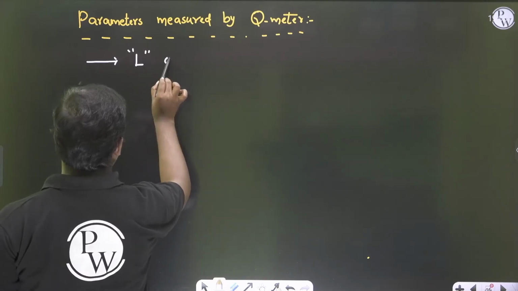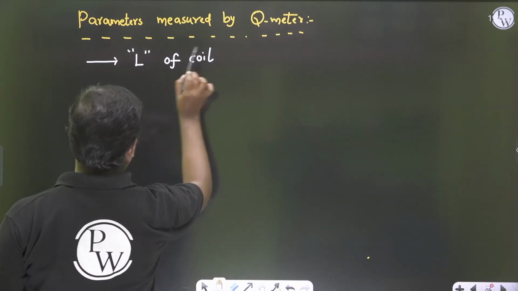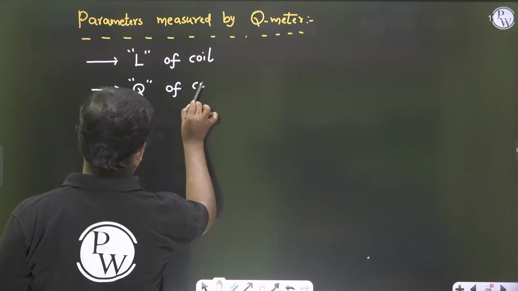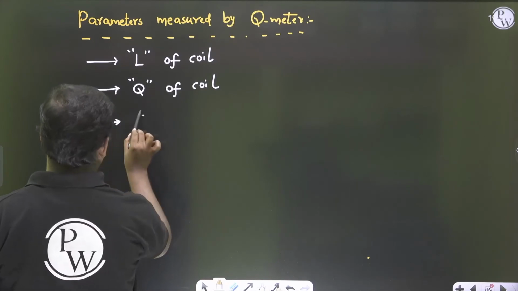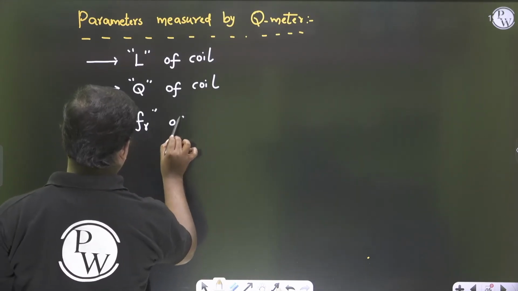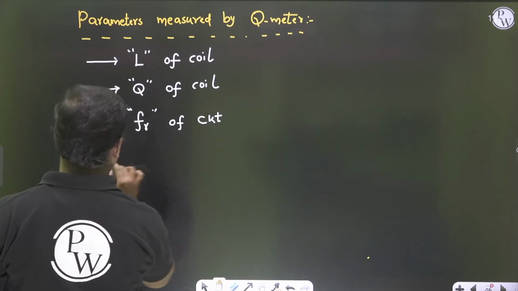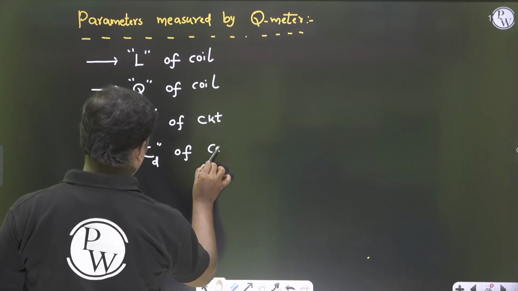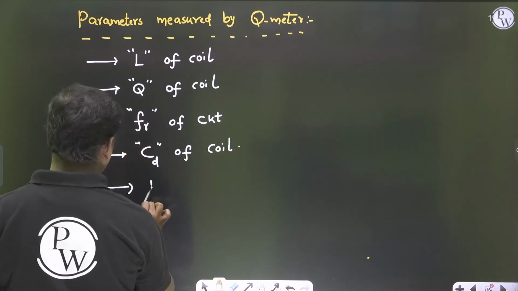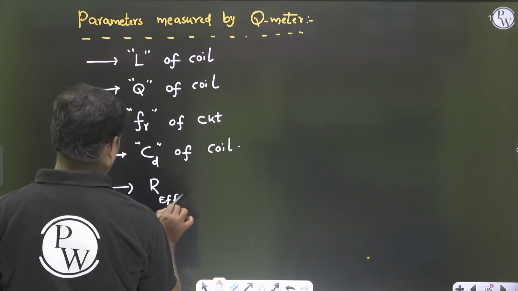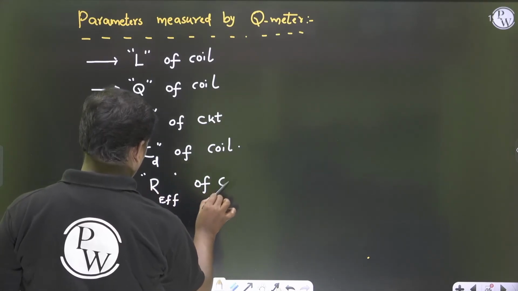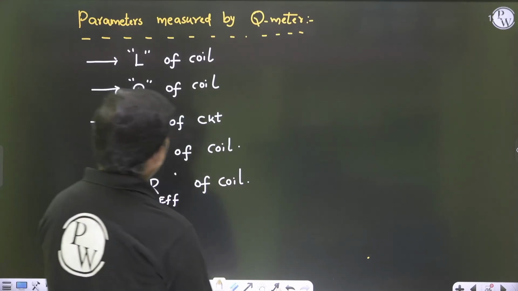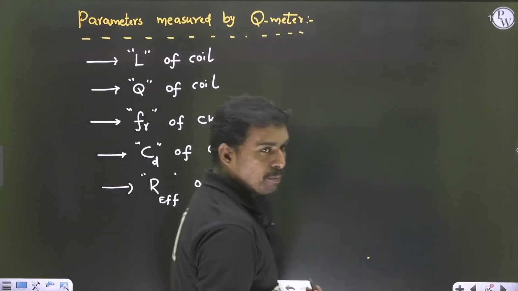Self-inductance of the coil, Q factor of the coil, resonant frequency of the circuit, capacitance of the coil, effective resistance of the coil. Okay. These all are the parameters measured by the Q meter.